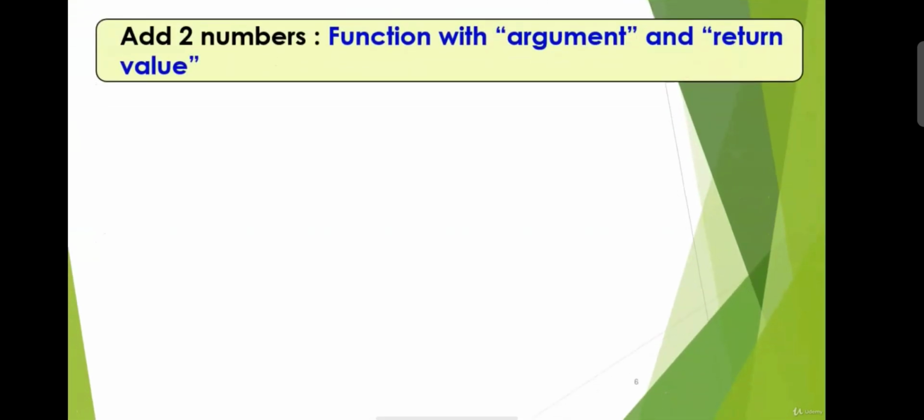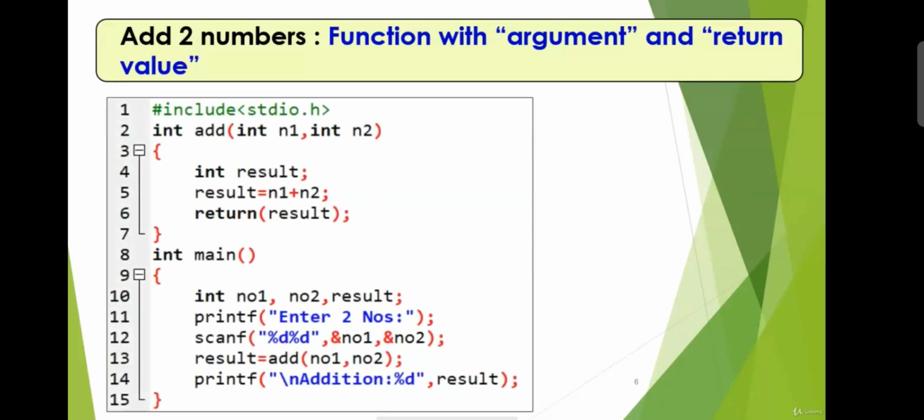Let's go ahead and write one more version of this problem statement. So we want to use a user-defined function which accepts arguments as well as has some return value. Here is the code. So you can see that in main function I am accepting two values. I am calling the function on line number 13. I am passing number 1 and number 2 as arguments when I am calling the function. So add function is expecting two arguments. Definition of add function is given from line number 2 to 7. It is performing the addition of two numbers and it is returning me the value of result.